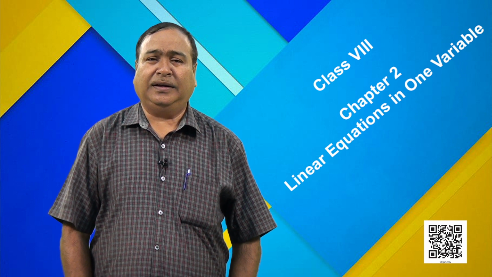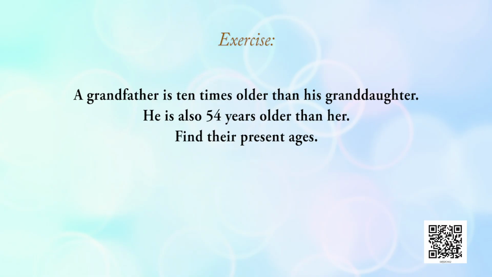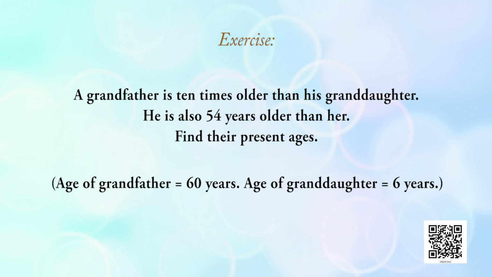Similarly, you can try and solve the following problem also as an exercise for you. Problem is like this: a grandfather is 10 times older than his granddaughter. He is also 54 years older than her. Then find their present ages. For your reference, I am giving the answer also. Age of the grandfather becomes 60 years and age of the granddaughter is equal to 6 years. Apply the above method and find out these two values.